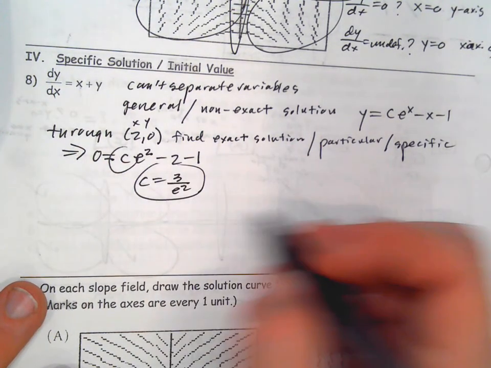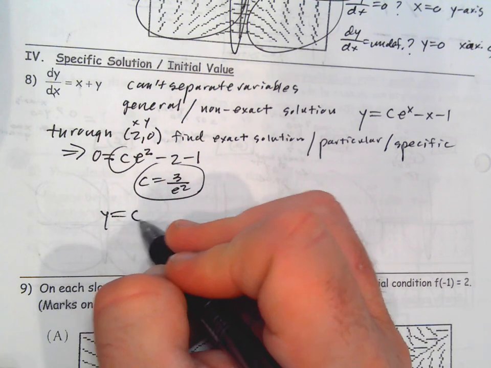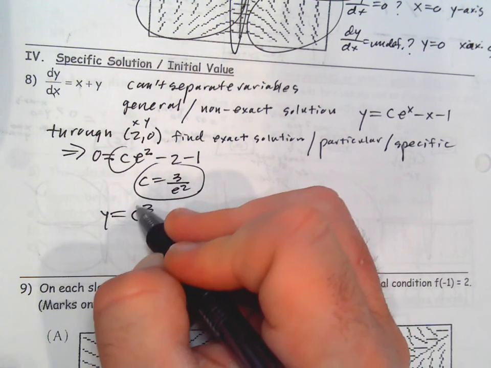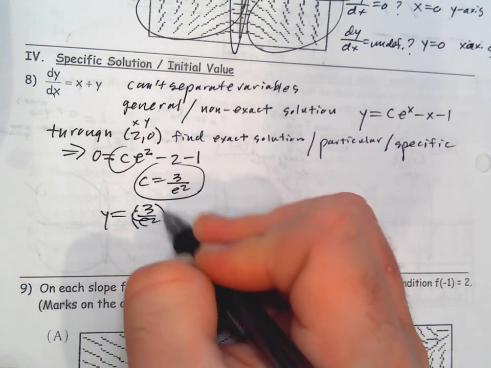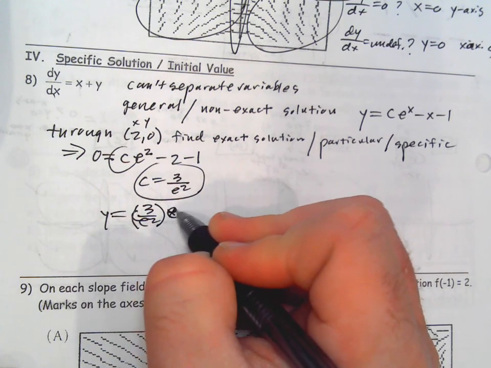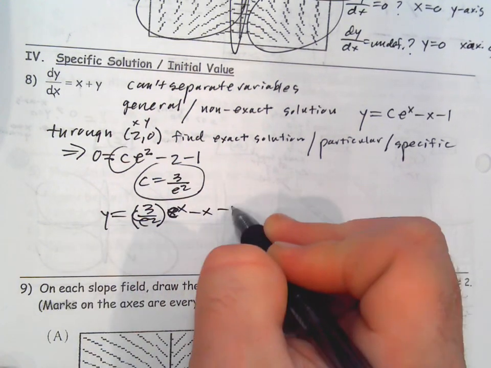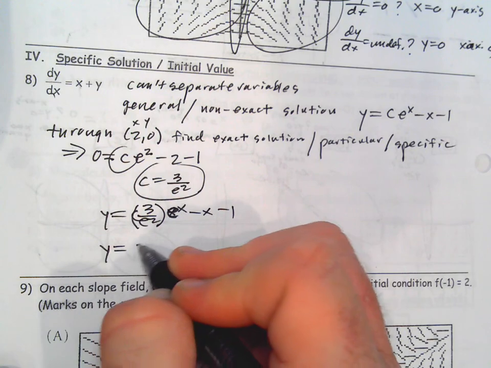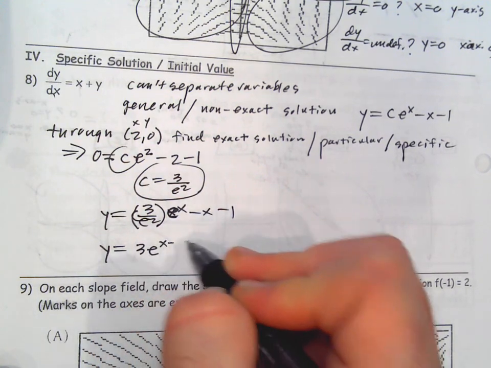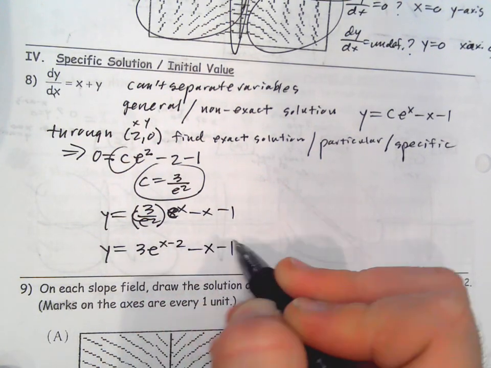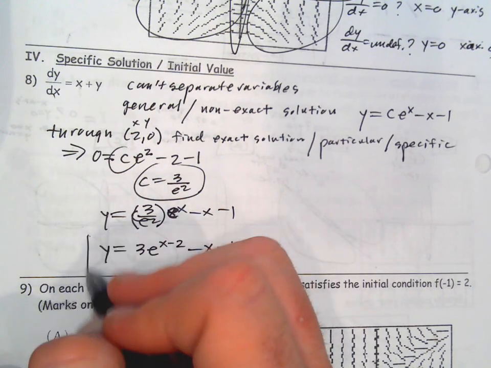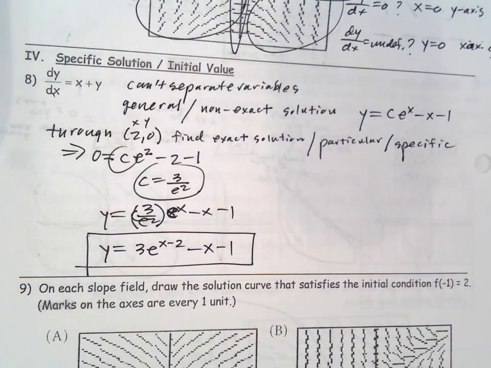So then we can rewrite it. We can say, all right, y equals, the c value is 3 over e squared. And we could simplify it, rules of exponents. So it's kind of like a weird kind of exponential. So it depends on the initial value though. You'll get very different graphs.